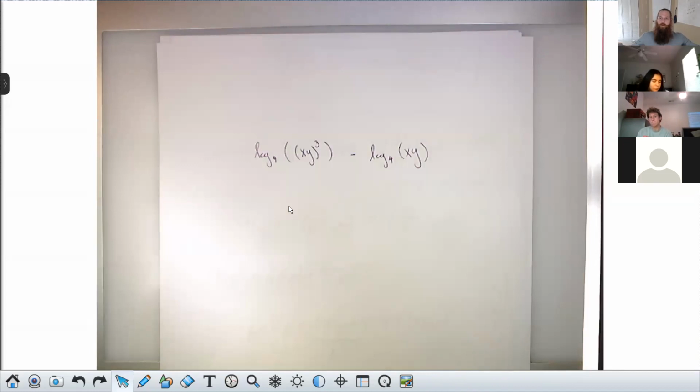You can try to expand it all and combine like terms. You can try to combine it into a single log and cancel. Whatever attack you feel is most reasonable, you're welcome to use. But then I'm going to come around in a few minutes and see how we're doing. The goal is just to get this as simple as possible, okay?